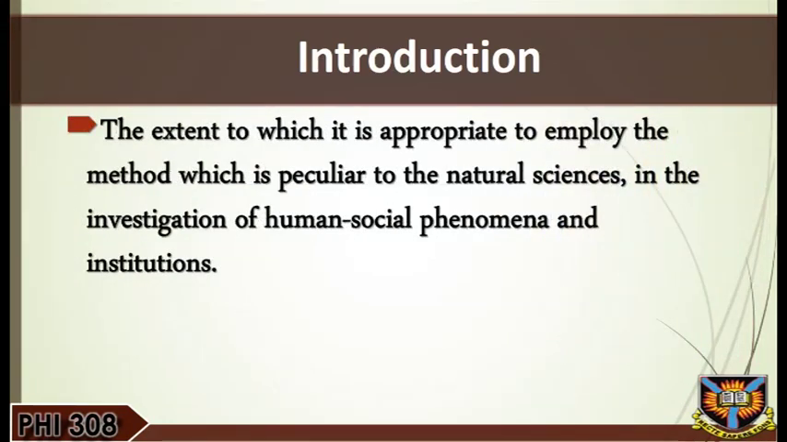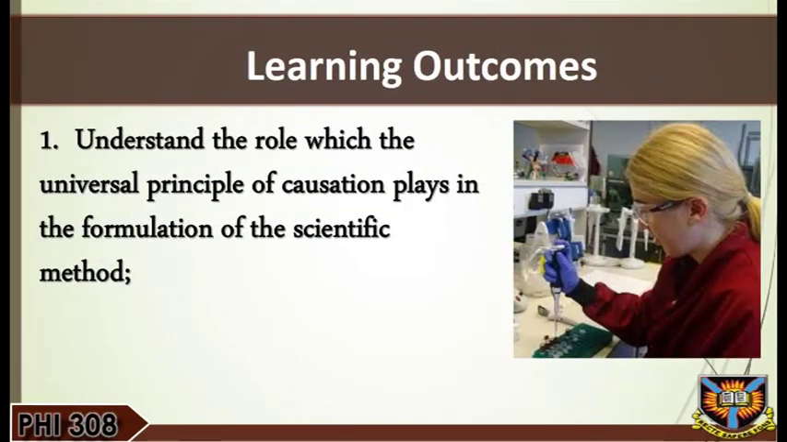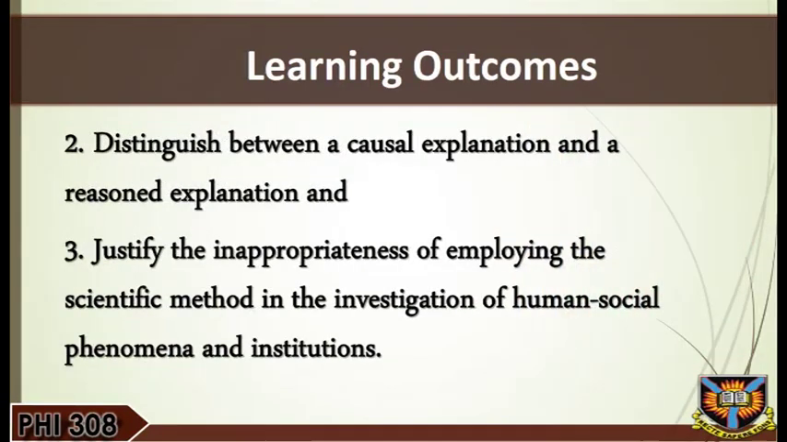In this lecture, we shall examine the extent to which it is appropriate to employ the method which is peculiar to natural sciences in the investigation of human social phenomena and institutions. Learning outcomes. At the end of this lecture, you will be able to understand the role which the universal principle of causation plays in the formulation of scientific method, and distinguish between a causal explanation and a reasoned explanation, and lastly, justify the inappropriateness of employing the scientific method in the investigation of human social phenomena and institutions.